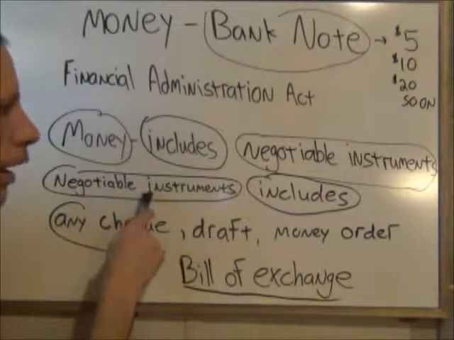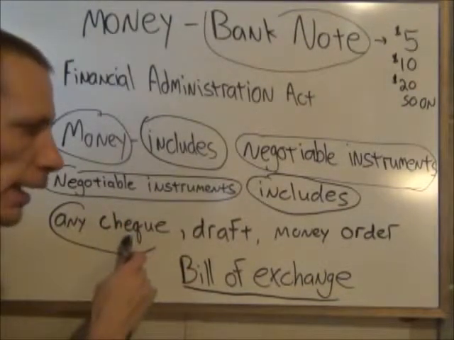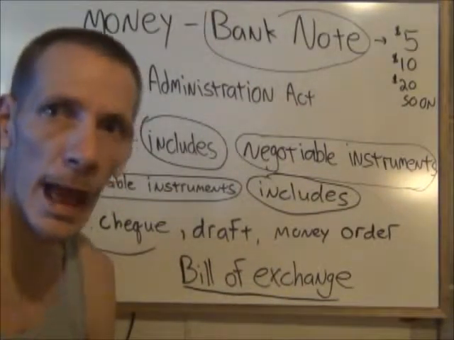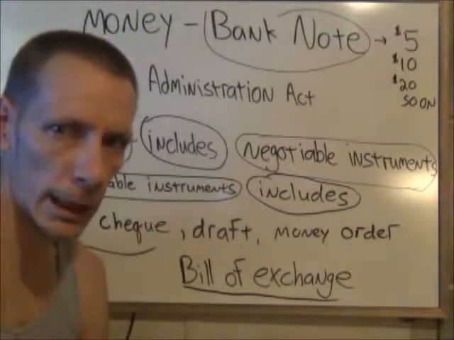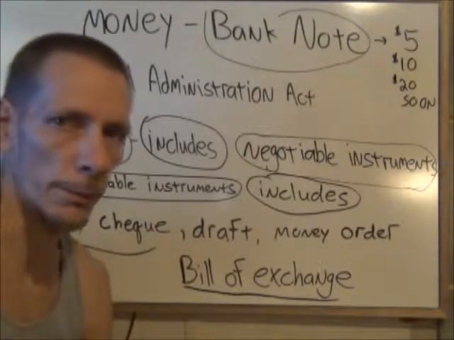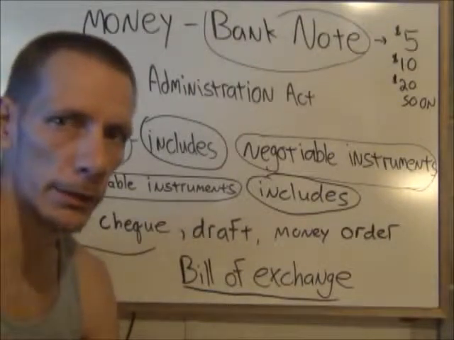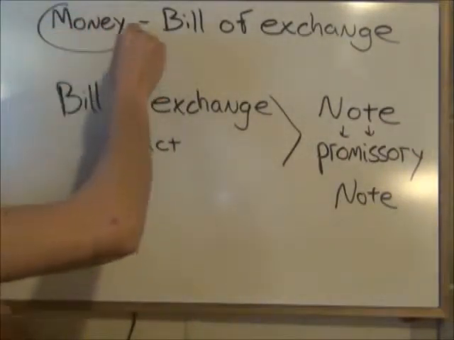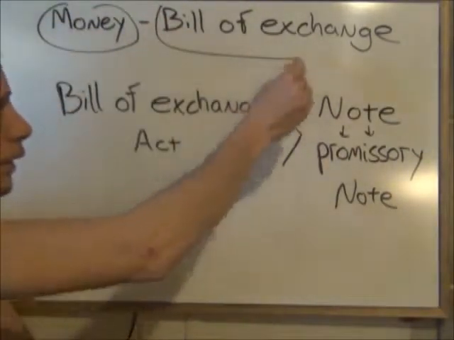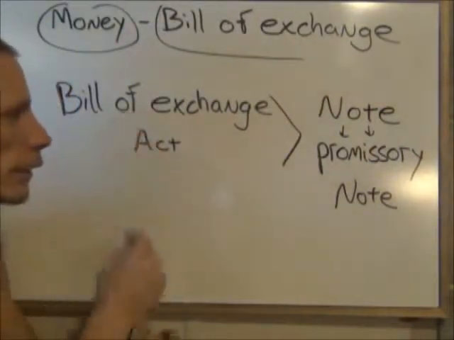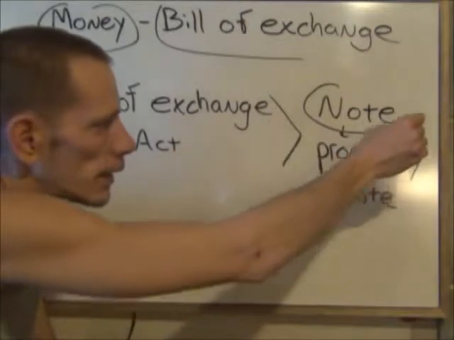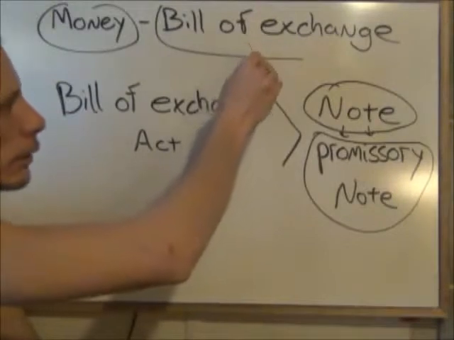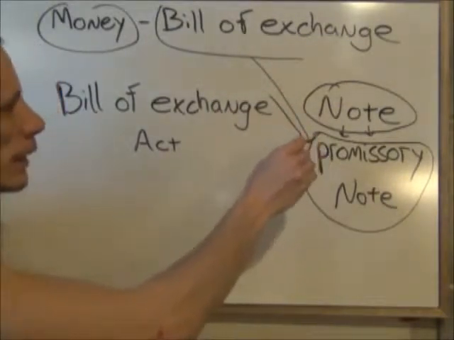And negotiable instruments are, as the list follows: any check, any draft, any money order, any bill of exchange, and the code actually says, and any other instrument that can be used in this term. So, it leaves open a broad range of what money is. So according to the Financial Administration Act, money is any bill of exchange. When you jump into the Bills of Exchange Act, you'll see that a note means a promissory note. So your bill of exchange, in the form of a promissory note, is actually money.